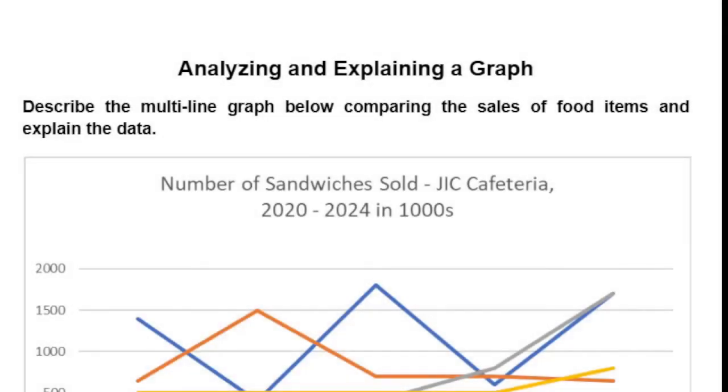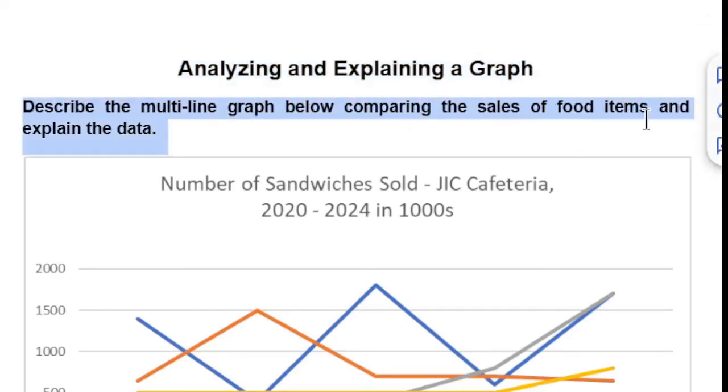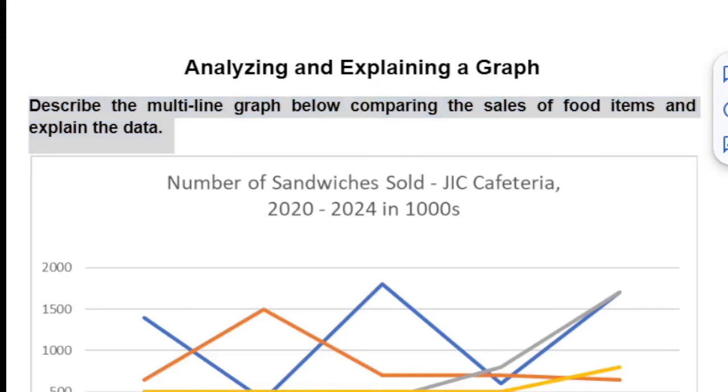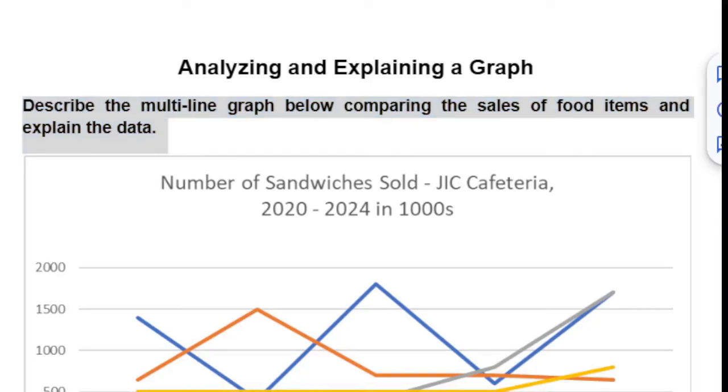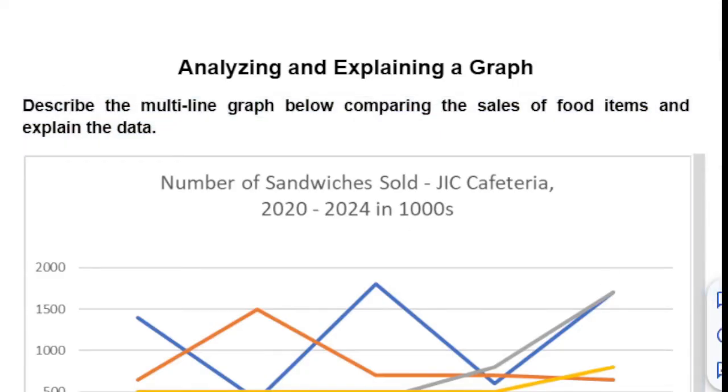In the exam, a typical question may look like this. Analyze and explain the graph below. It says describe the multi-line graph below comparing the sales of food items and explain the data. Immediately you should go to the graph and start looking out for at least 3, 4, or 5 main trends that you can speak about in the body.